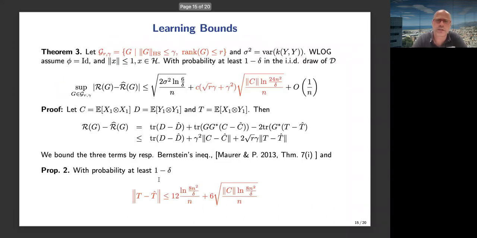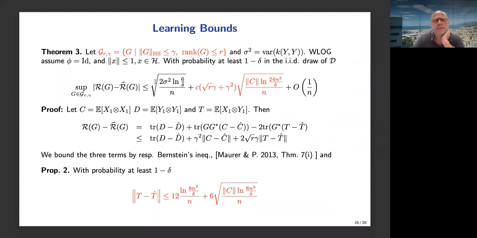So in the last part of the talk, I kept for last maybe the most interesting, or also the most difficult part, which is the statistical learning analysis of our estimators. In particular, I want to discuss the reduced rank estimator, okay?